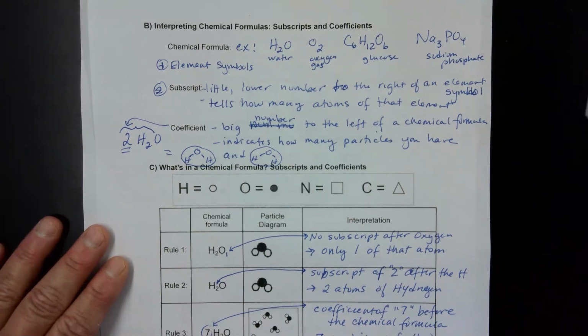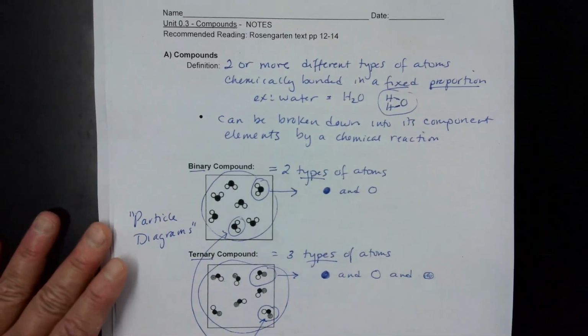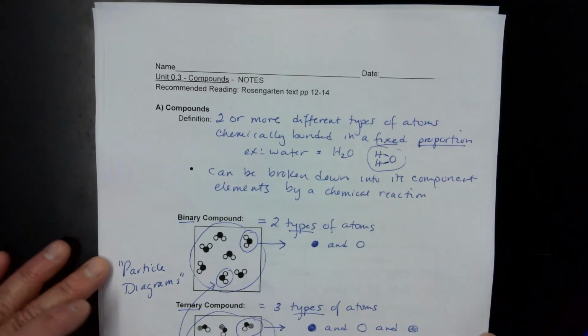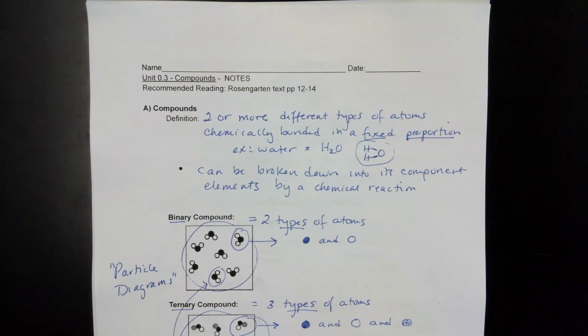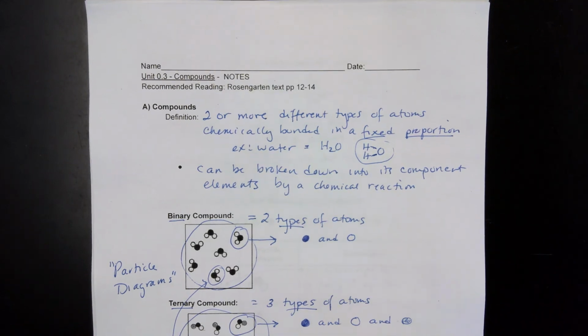All right, so in this lesson, we looked at definitions of compounds. We talked about what kind of particles are in compounds. We showed how you can count atoms in compounds, and we tried to represent these compounds with particle diagrams. There should be a problem set for you to try.